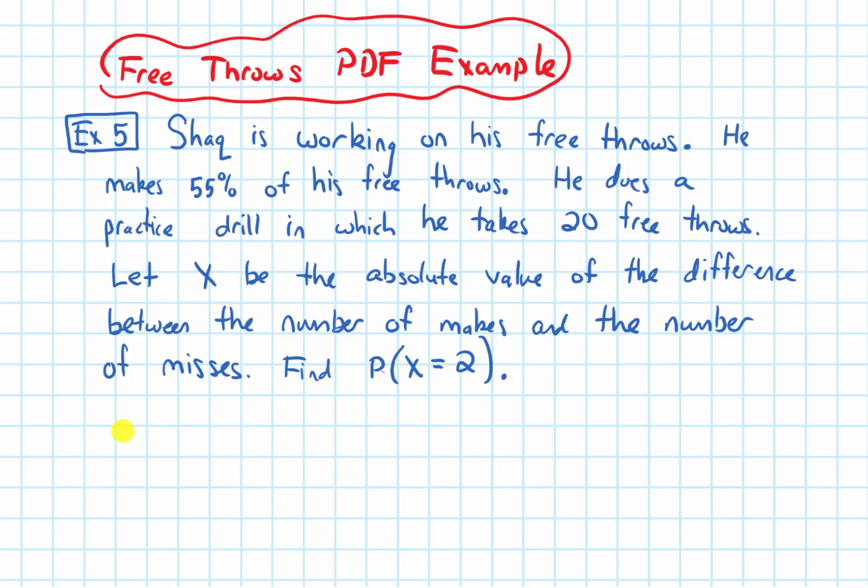In this video, we are going to do a free throws probability density function, or PDF example. The example says that Shaq is working on his free throws. He makes 55% of his free throws. He does a practice drill in which he takes 20 free throws. Let X be the absolute value of the difference between the number of makes and the number of misses. Find the probability that X equals 2.